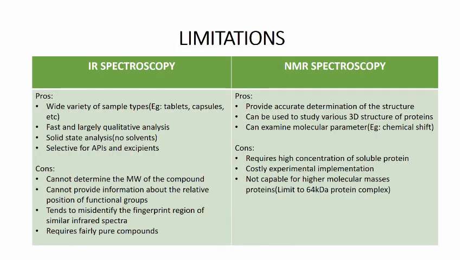There are some advantages and also disadvantages of IR and NMR spectroscopy. IR spectroscopy is suitable for a wide variety of sample types, such as tablets and capsules. It is fast and largely qualitative analysis and also suitable for solid-state analysis. Thus, it is selective for APIs and excipients.